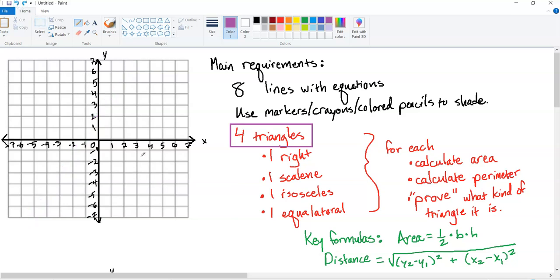Hi, good afternoon. This is Mr. Cassidy. I'm going to give you a brief tutorial on how to do the stained glass window project. I won't do every step of the way. You'll have to figure out some parts of it for yourself.